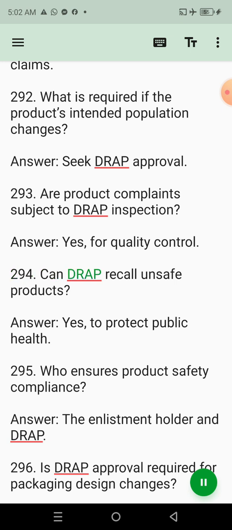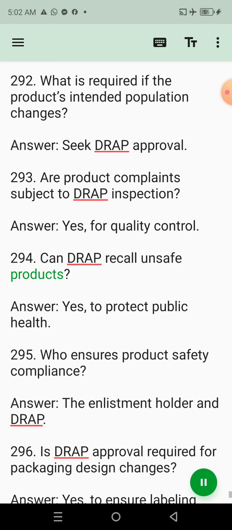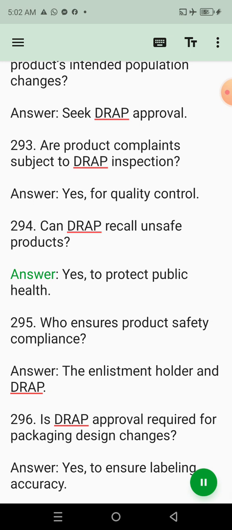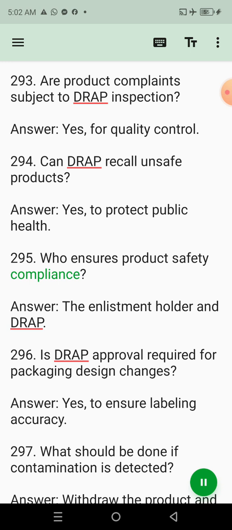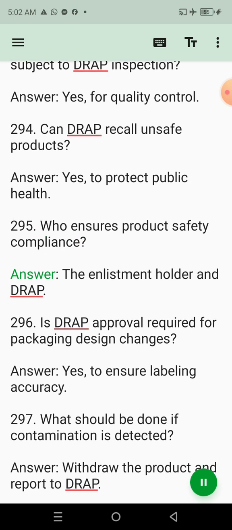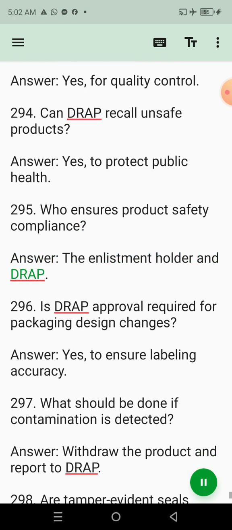294. Can DRAP recall unsafe products? Answer: Yes, to protect public health. 295. Who ensures product safety compliance? Answer: The enlistment holder and DRAP.